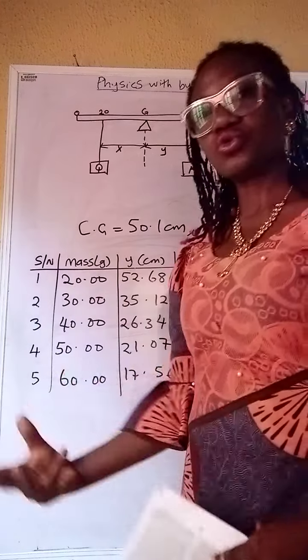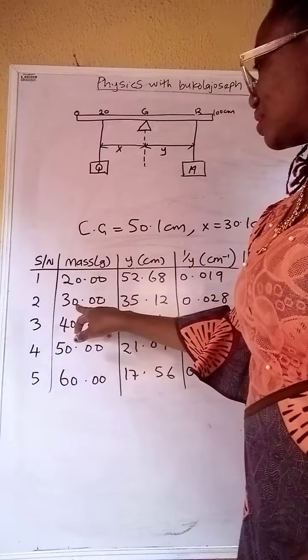The next thing you will do is to put 30. That means if you have a sorted mass, we have 20 and 10. 20 plus 10 will give you 30. Then you put the 30 together on a rope and try to balance. You keep moving until the meter rule is stable again. If it is stable, you read off the position where it became stable, whatever you have minus your CG, which is 50.1. Then you get this.